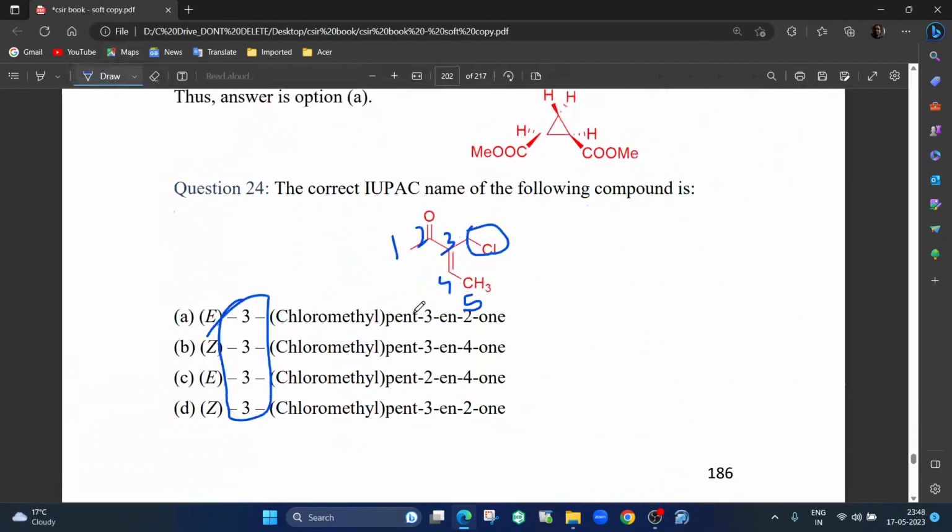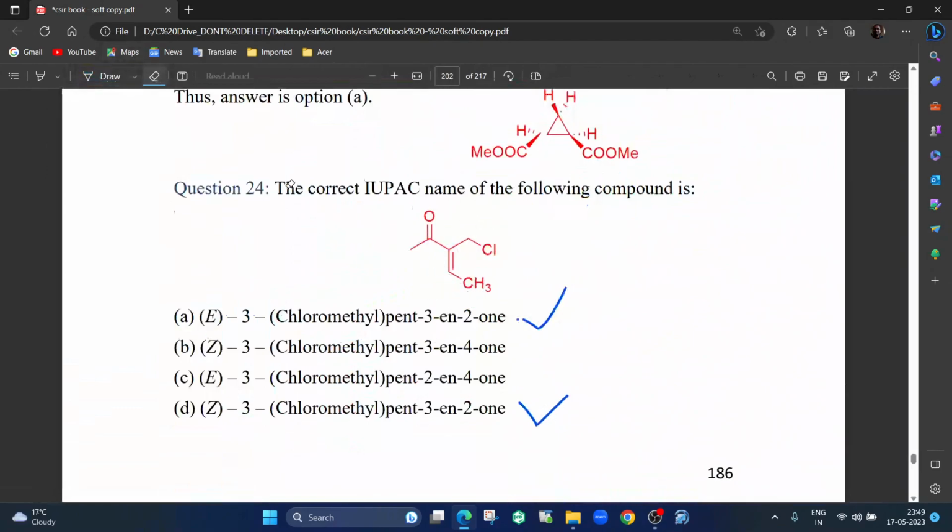Then let us look at alkene. Alkene comes at position 3. We don't look at 4, whichever it gets closest to 3. So 3-en-2-one, very clearly, because 2-one is there. So this is the one, 3-en-2-one. So now one thing is very clear, it is either option A or option D. Now what will give us the right IUPAC naming?